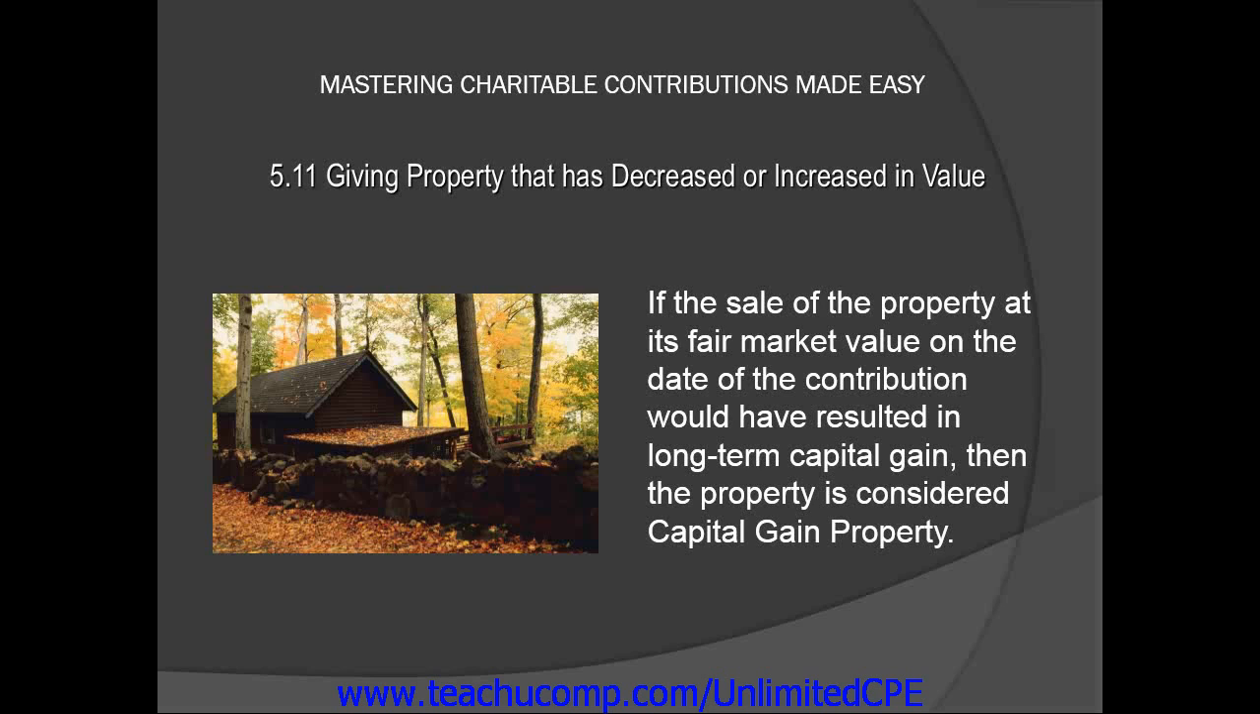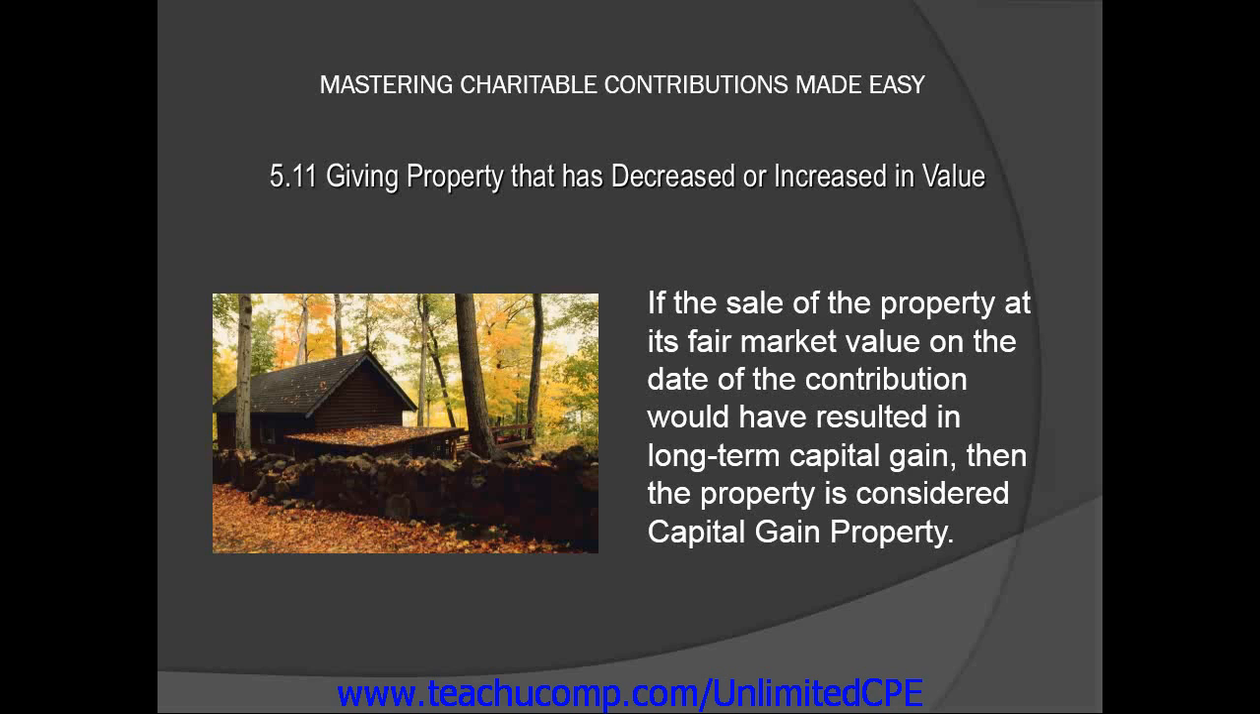This must be done if any of the following apply. The property is contributed to certain non-operating foundations. The taxpayer chooses the 50% limit instead of the special 30% limit for capital gain property. The property is qualified intellectual property. The property is tangible personal property that is put to an unrelated use by the charity.